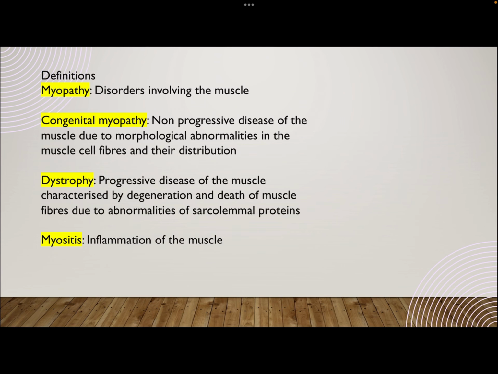So, definition. So, what is a myopathy? Disorder involving the muscle. Congenital myopathy is non-progressive disease of the muscle due to morphological abnormalities in the muscle cell fiber and their distribution. Dystrophy, how is it different from myopathy? It is a progressive disease. Myopathy is non-progressive. Whatever illness you will see, that will be at the maximum. Whatever weakness you will see, that will be maximum. There won't be further progression. Whereas in case of dystrophies, there will be progressive deterioration in the muscle that is characterized by degeneration and death of muscle fiber due to abnormalities of the sarcolemmal proteins. Myositis is inflammation of the muscle, so it is mostly transient following a viral infection.